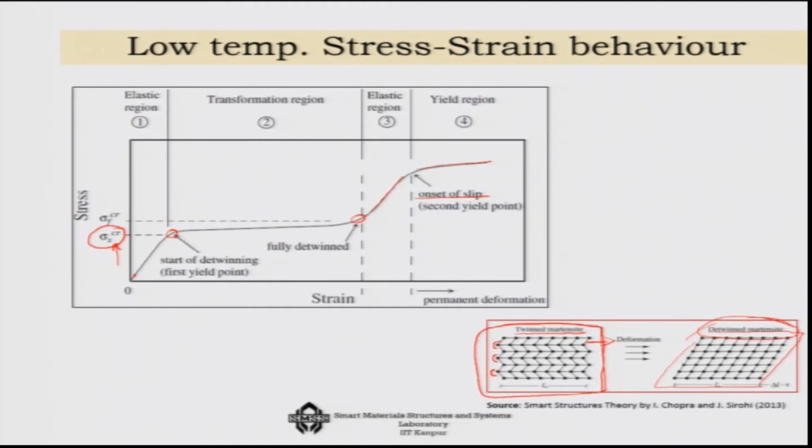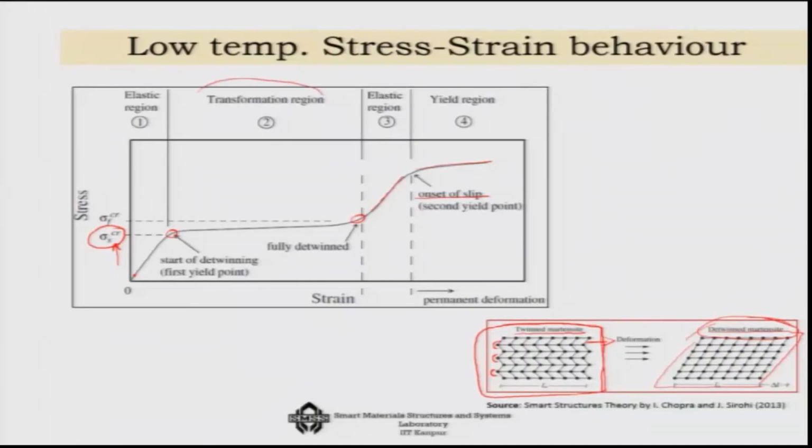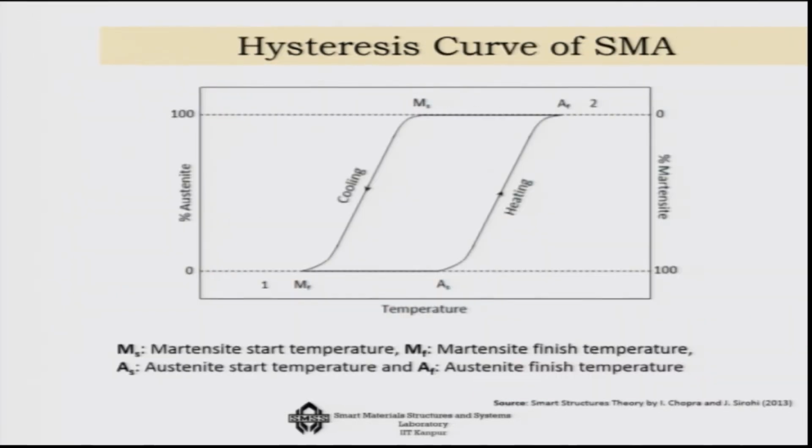So, the initial large deformation that you will see is not because of plastic deformation, but because of this twinning to detwinning, or detwinning to twinning, transformation that is happening in the system. That is the low temperature stress-strain behavior when you are only in the martensite regime. Now, what happens if I look at it with respect to temperature?